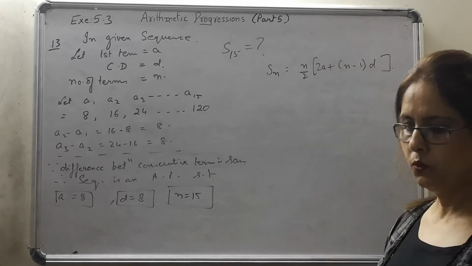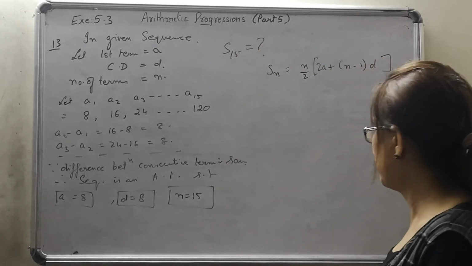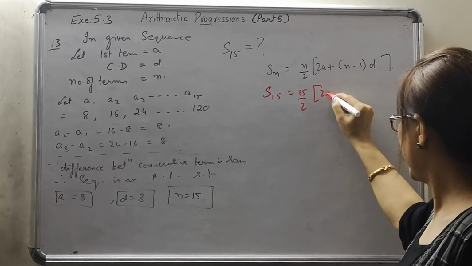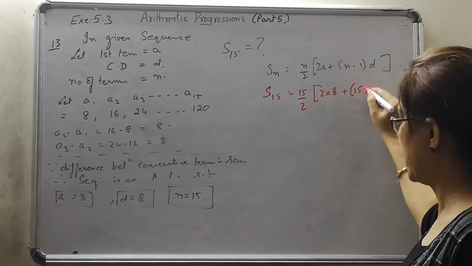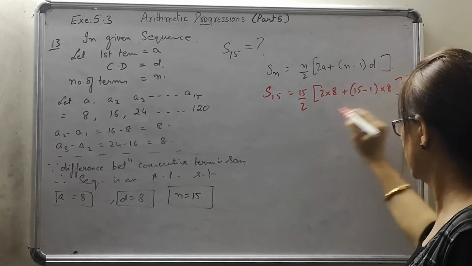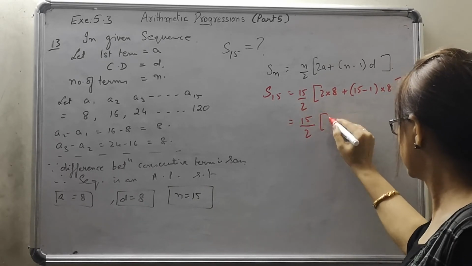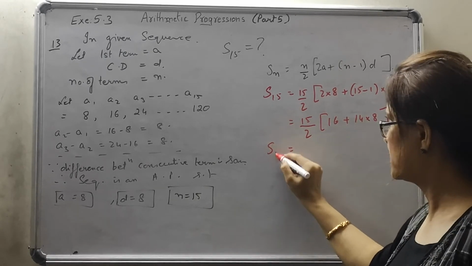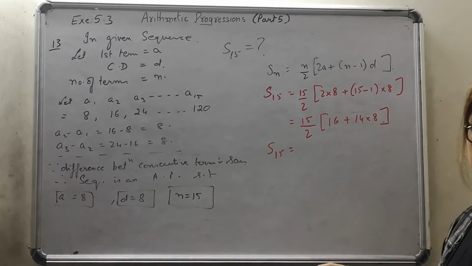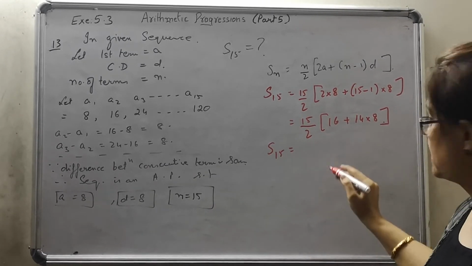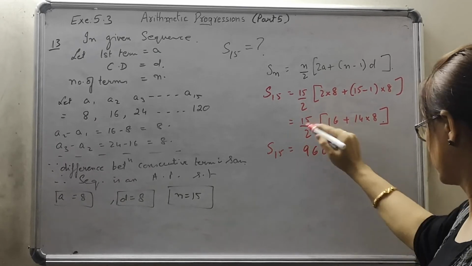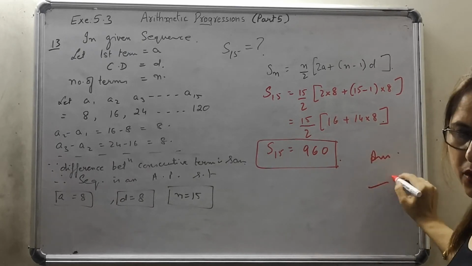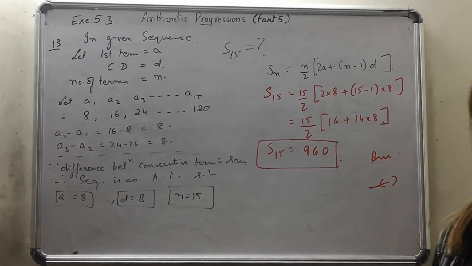Right? So what next? We put in the values. This is 15 upon 2, 2 into 8 plus 15 minus 1 into D. D is 8 again. This is 15 upon 2, 16 plus 14 into 8. So what is the answer we are getting? Yes, it turns out to be 960. Just work it out through this. You will get the sum of the first 15 multiples is 960. Take it down and you should be in the position to solve these questions yourself.